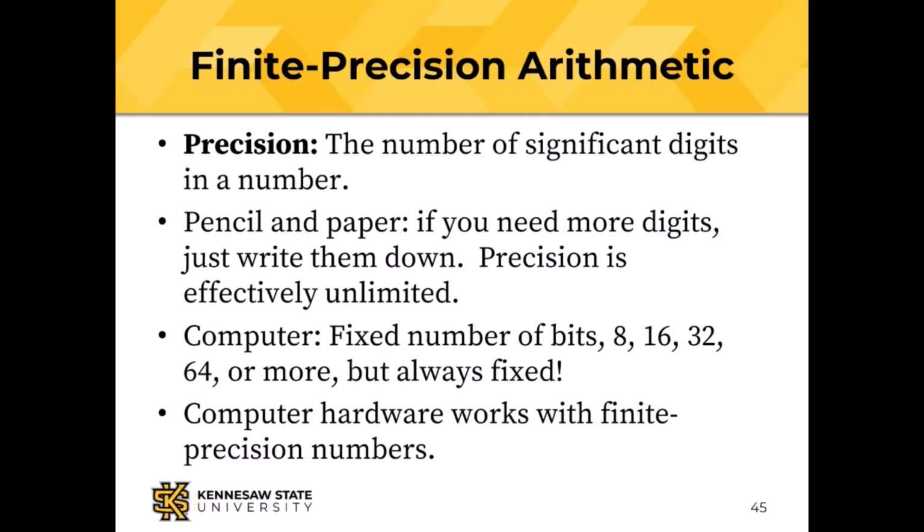In computers, we can't do that. We have fixed word sizes. 32-bit computers in recent history, 64-bit computers now. Further back in history, we had 16-bit and 8-bit computers, but always a fixed size, and that's the important thing. We don't get to just add more bits if we need more bits. That business of fixed size is called finite precision, and computer hardware works with finite precision numbers.